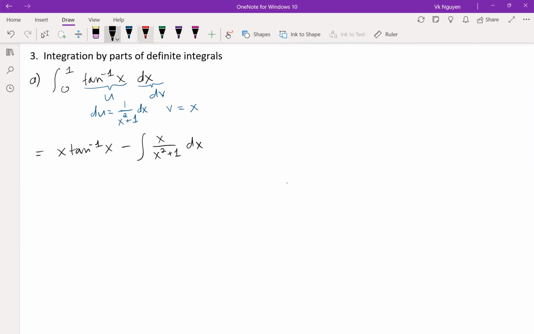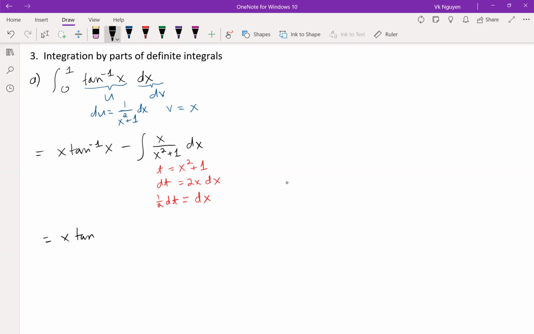For this integration, we're going to use u-substitution. No, we already used u here, so we're going to use t substitution. Let t equal x squared plus 1. So dt is 2x dx, and 1 over 2 dt is x dx.